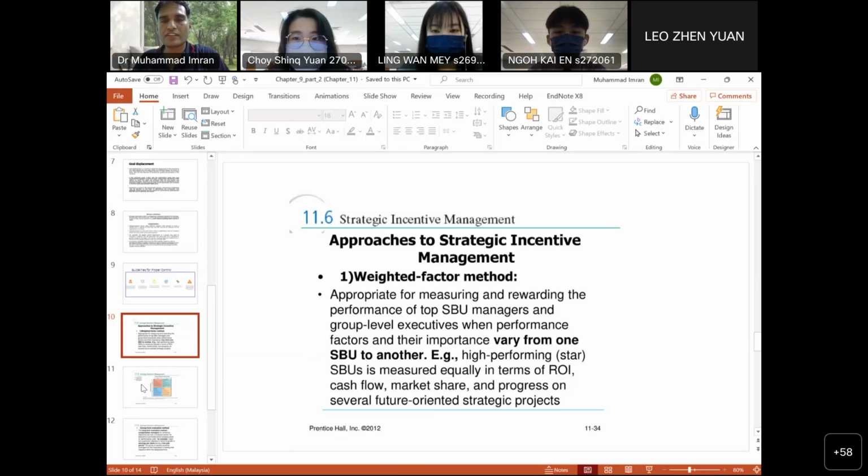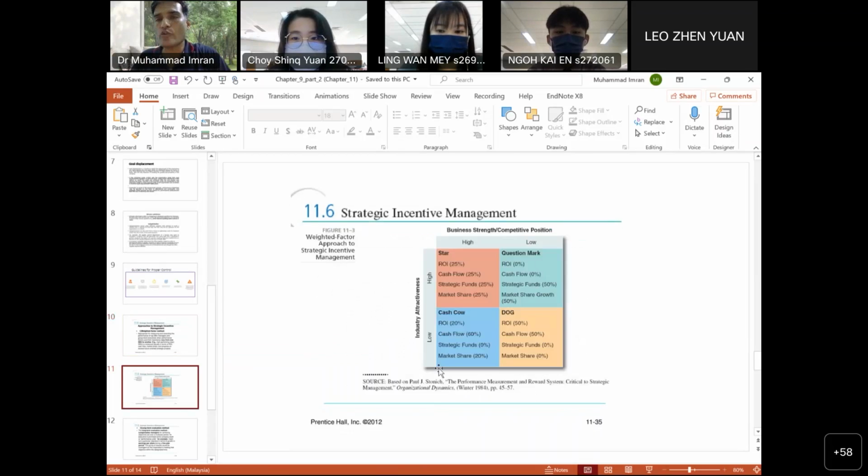See here, this can also evaluate their performance. We can put business unit 1 here, 2, 3: which business unit is the star, which is the cash flow, which is a question mark, and which is the dog. Star, definitely go for the reward, I think. See here, you might understand this one very well.